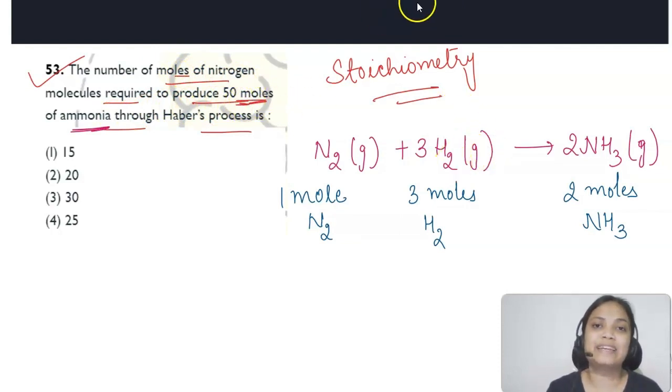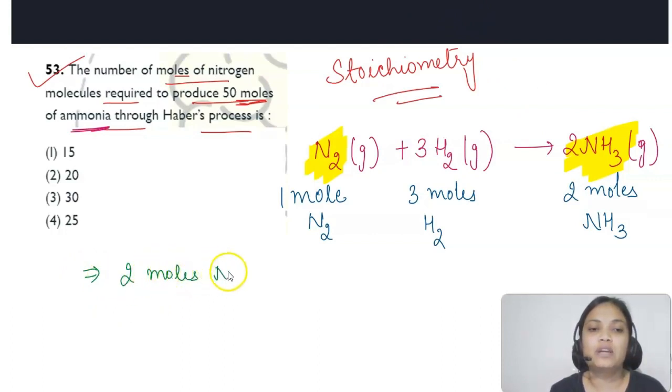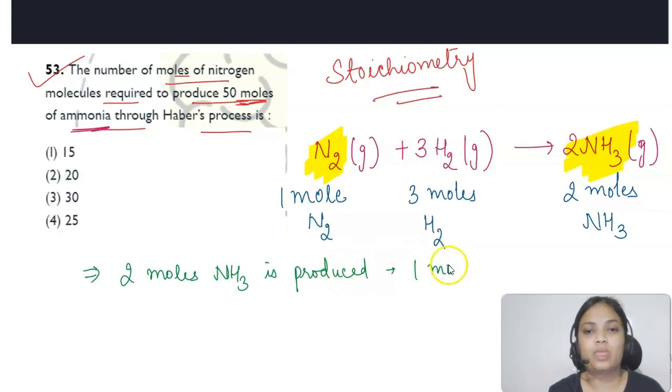So I need to relate the number of moles of nitrogen with ammonia. Clearly, 2 moles of ammonia is produced from how many moles of nitrogen? 1 mole, right? And where did I get this idea from? I got the idea from the balanced chemical equation. That is why writing the balanced chemical equation is really very important. So 2 moles of ammonia is produced from 1 mole of nitrogen.